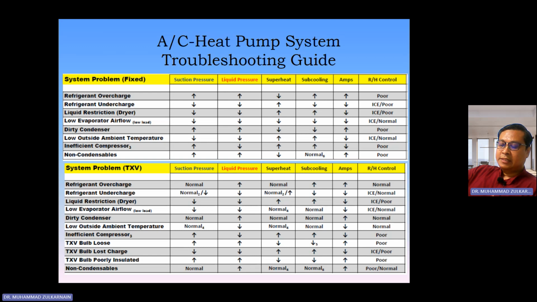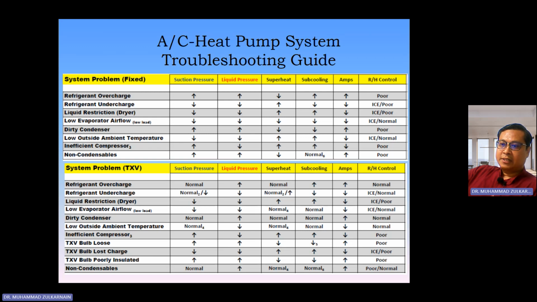So this one is a symptom, meaning you need to read if something happens during operation. If the suction pressure increases, liquid pressure also increases, the superheat is low, the supercooling is high, and the ampere meter reading also increases, it means that the RH control is poor. So you can refer to this table to describe the condition of your refrigerator system. This table is very good to guide you to describe the actual condition.